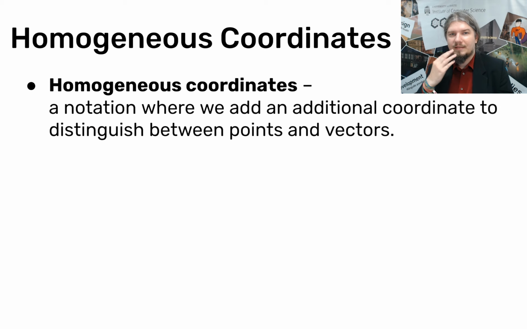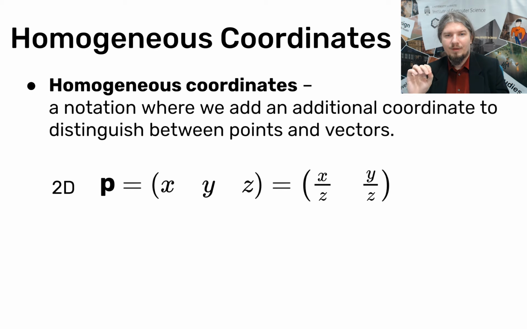Now, in computer graphics, there is this interesting thing called homogeneous coordinates, and it's a notation where we add an additional coordinate to distinguish between points and vectors. And it actually does have a very useful use, which we'll see later in the material. But right now, let's just look at the definition. So if we have a 2D point, then in homogeneous coordinates, this point P actually has 3 coordinates, x, y, and z, not just x and y.